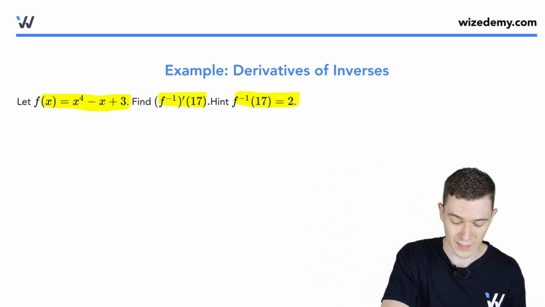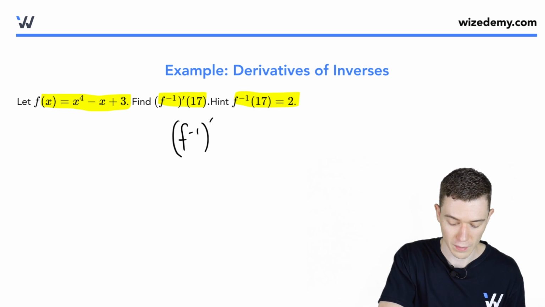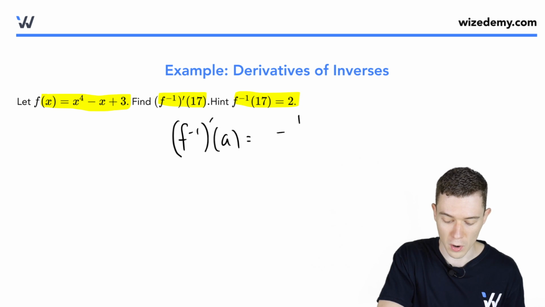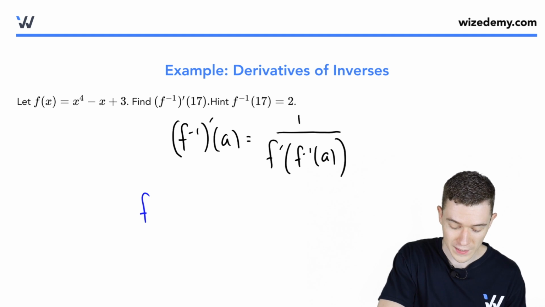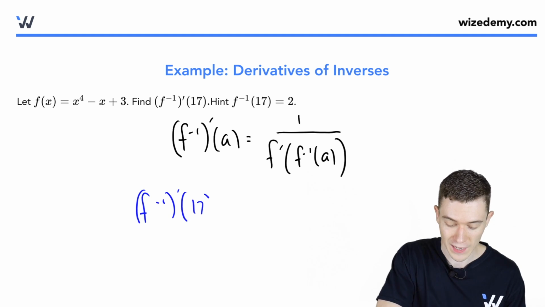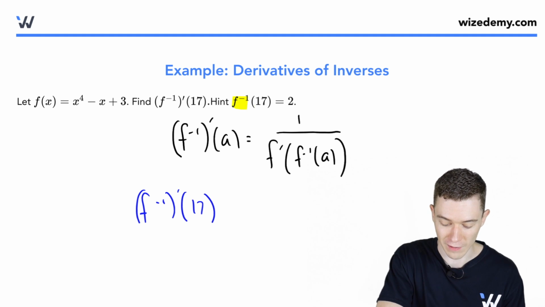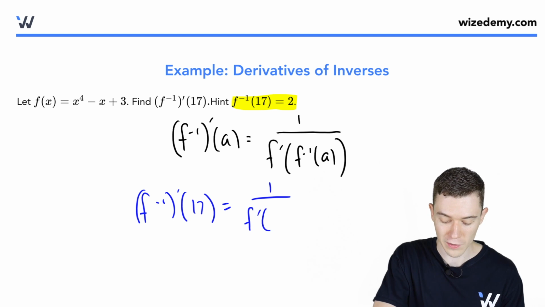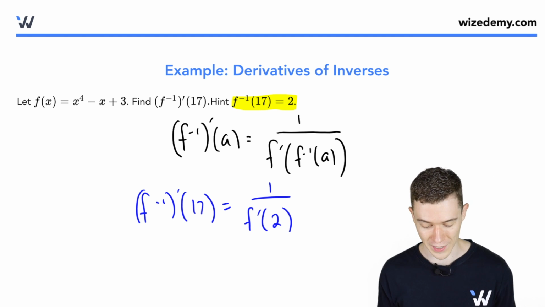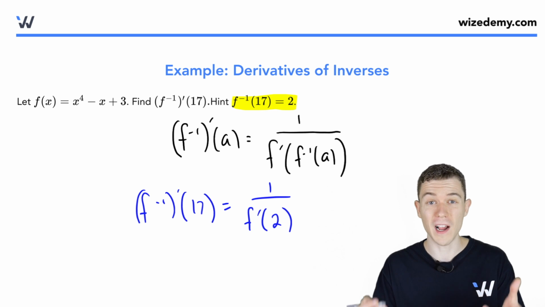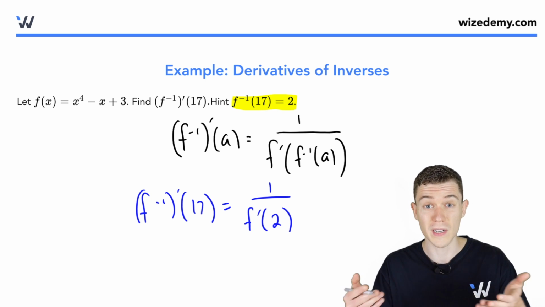That formula goes like this, that f inverse prime of a is equal to 1 over the original function's derivative evaluated at f inverse of a. Here, that a value is 17. We're looking for what's f inverse prime of 17, and we were given the f inverse of a right there. We know that it's 2, so all we have to find is 1 over f prime of 2, because f inverse of 17 is 2, it goes right in the denominator. So thanks to this formula, our challenging problem came down to just finding a regular derivative and plugging it in.